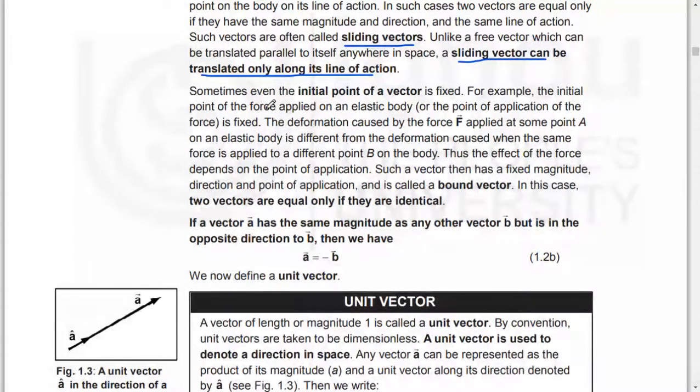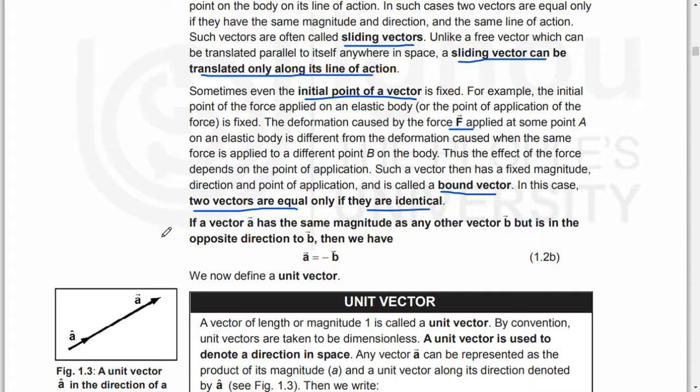Sometimes even the initial point of a vector is fixed. For example, the point of application of the force on an elastic body is fixed. The deformation caused by the force F vector applied at some point A on an elastic body is different from the deformation caused when the same force is applied at a different point B on the body. Thus, the effect of the force depends on the point of application. Such a vector then has a fixed magnitude, direction, and point of application and is called a bound vector. In this case, two vectors are equal only if they are identical.